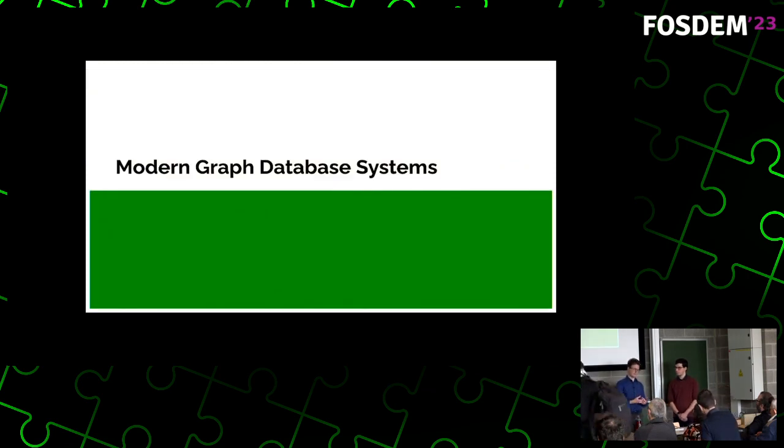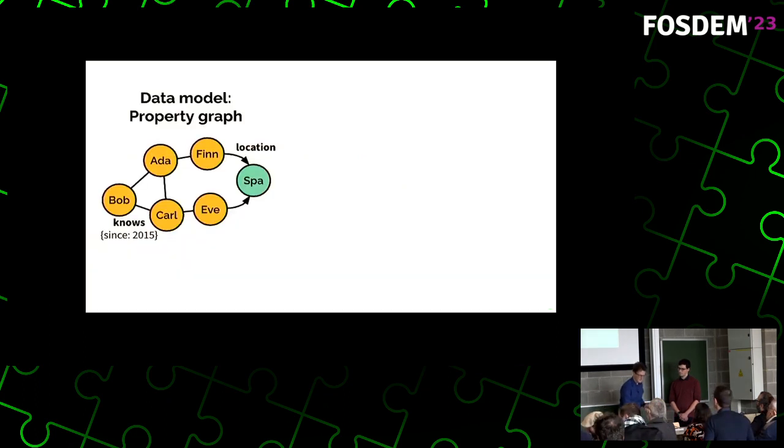So to put things into context, the last 2 decades have seen a rise in the use of modern graph database management systems. Typically, the data model used in these systems is called a property graph, which is a labeled graph where both the nodes and the edges can have an arbitrary number of properties.